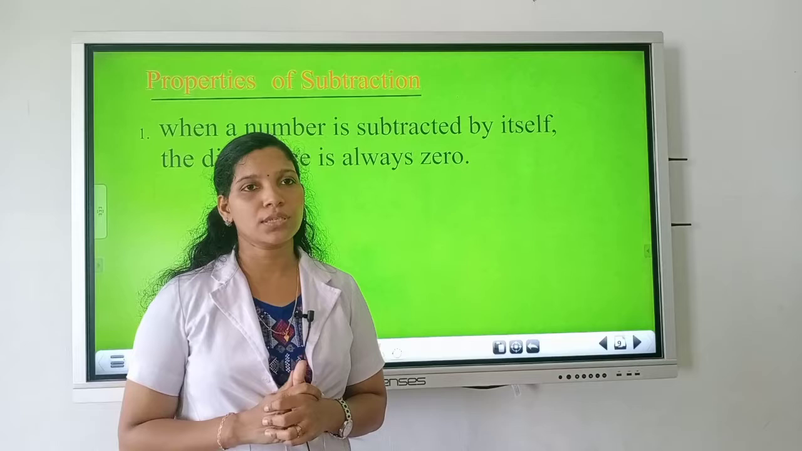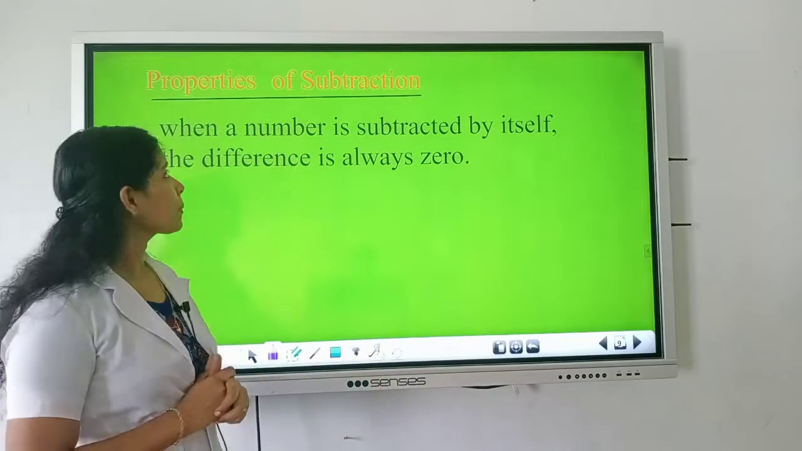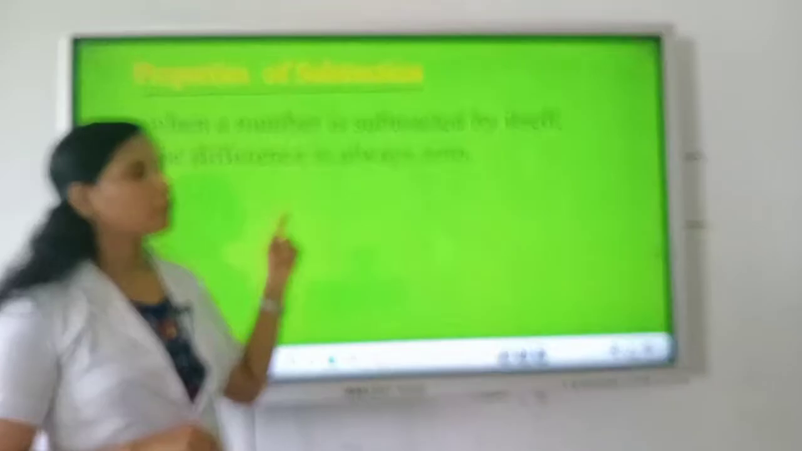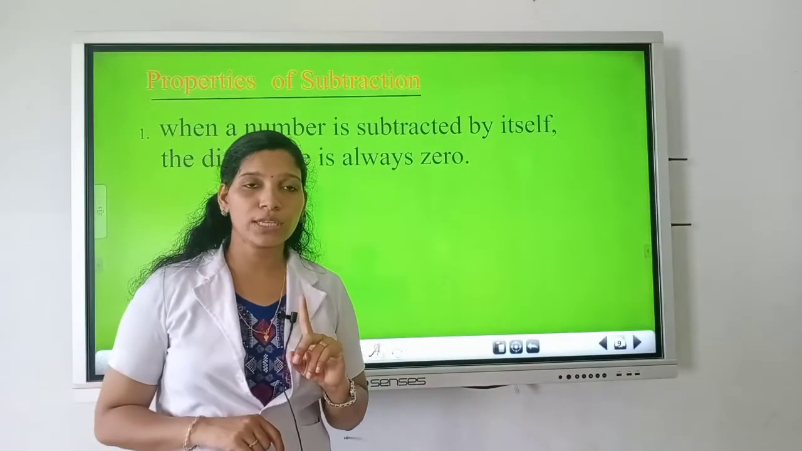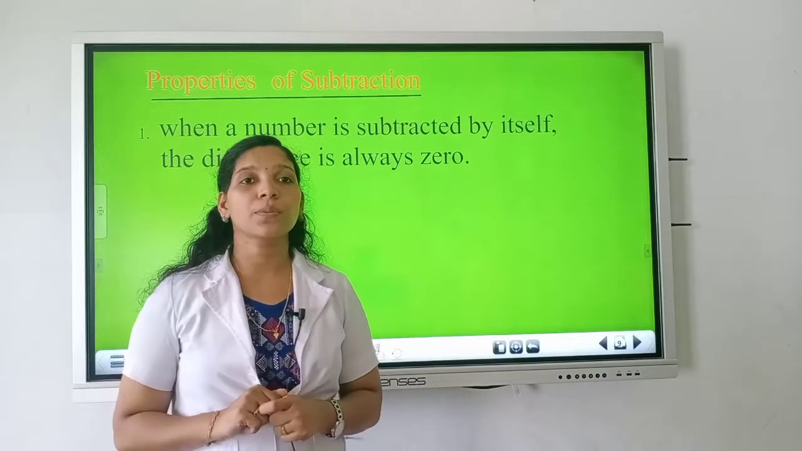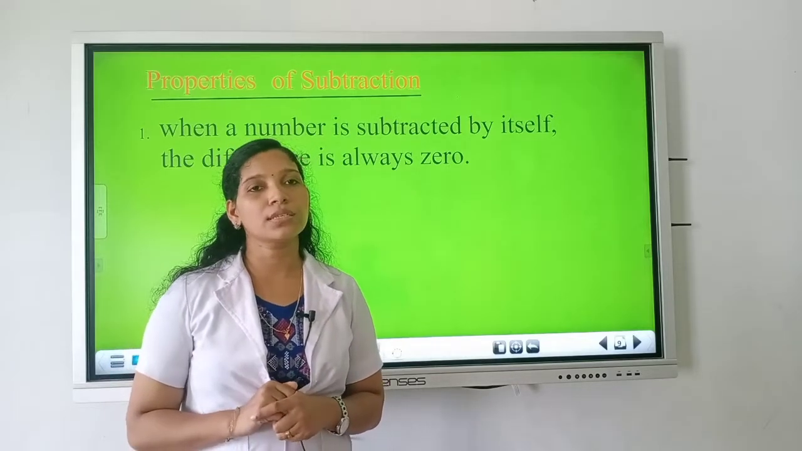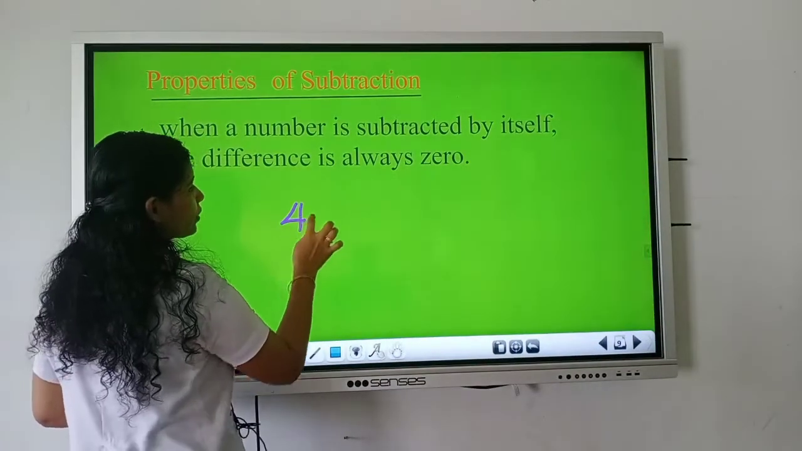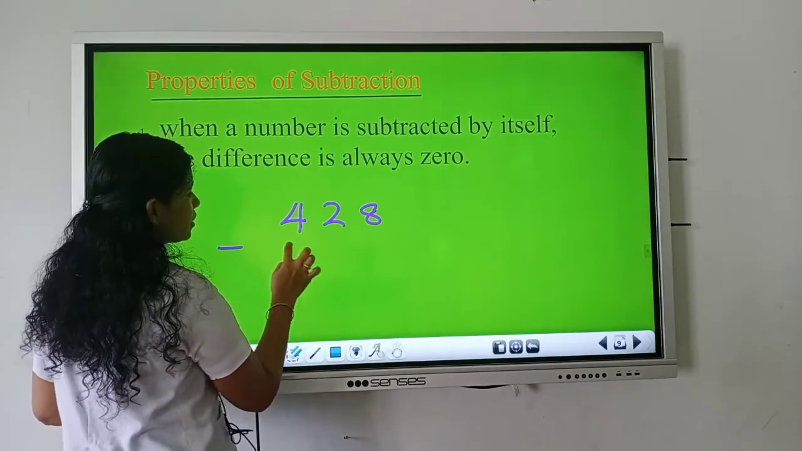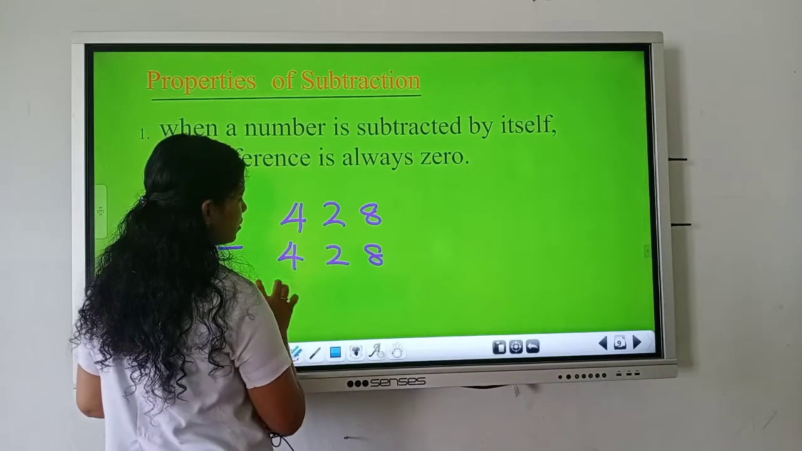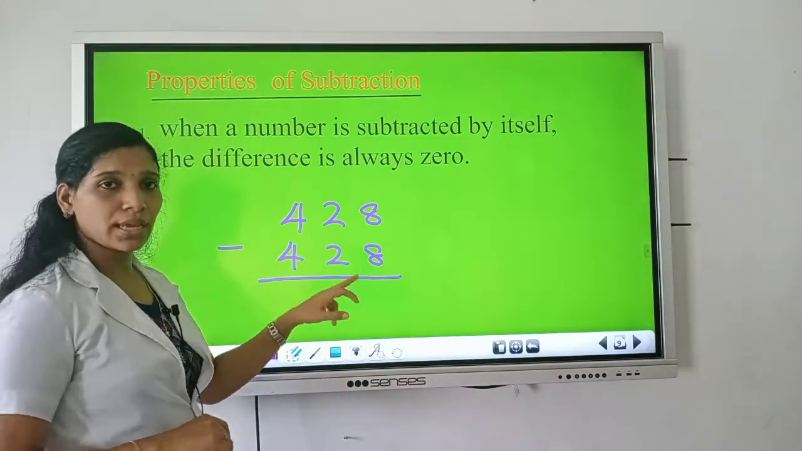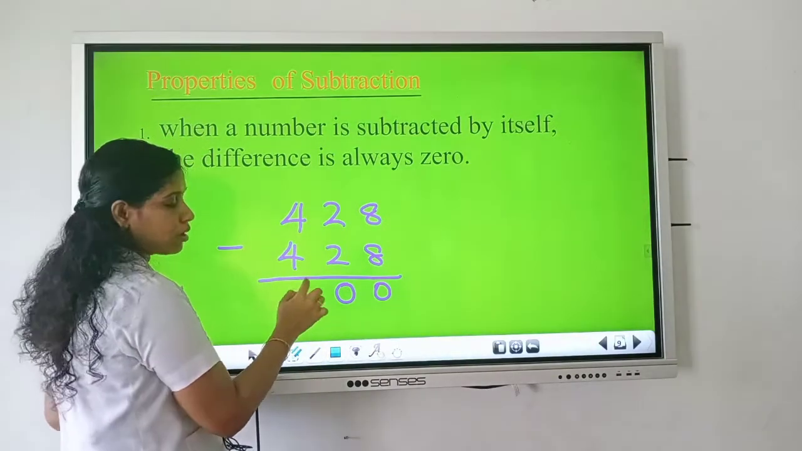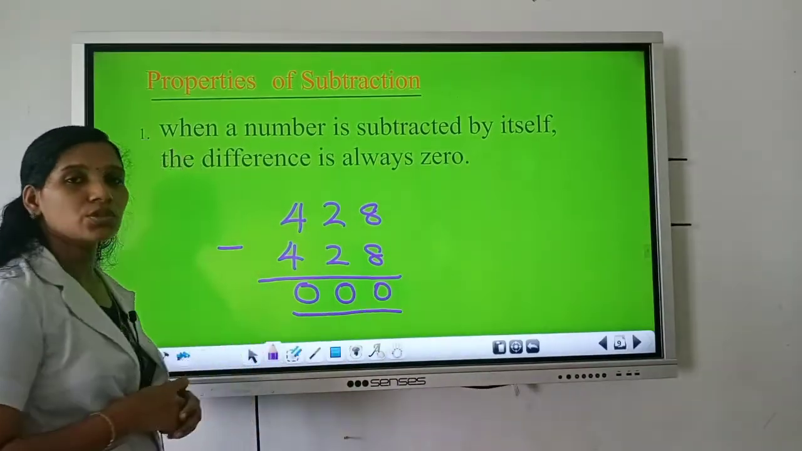We have two properties. The first property is when a number is subtracted by itself, the difference is always 0. So what is the first property, children? When a number is subtracted by itself, the difference is 0. So let's see an example. 428 minus 428. 8 minus 8? 0. 2 minus 2? 0. 4 minus 4? 0. So what is your result, children?